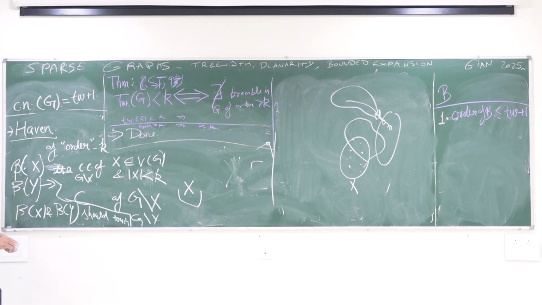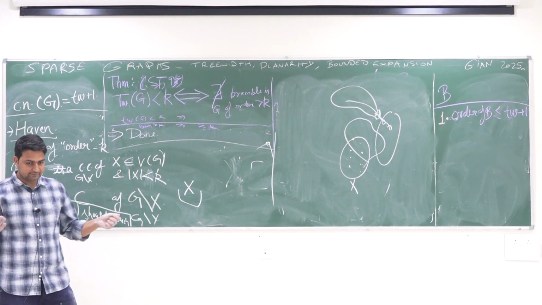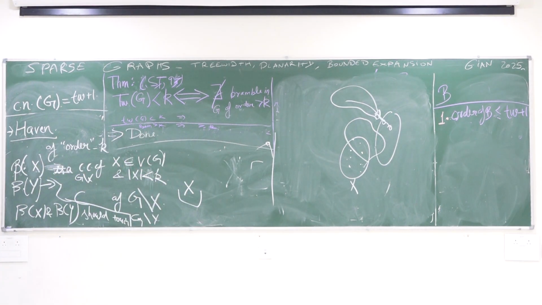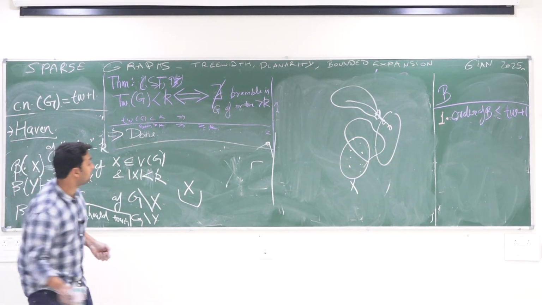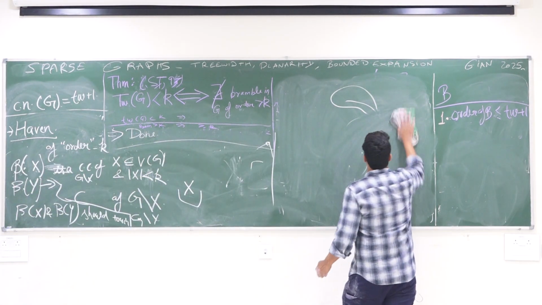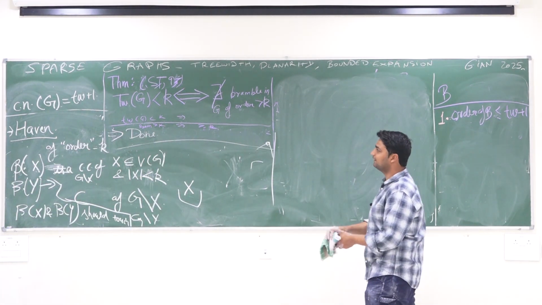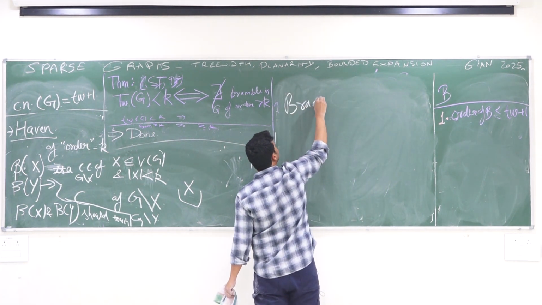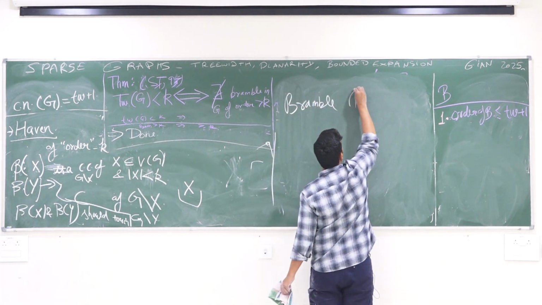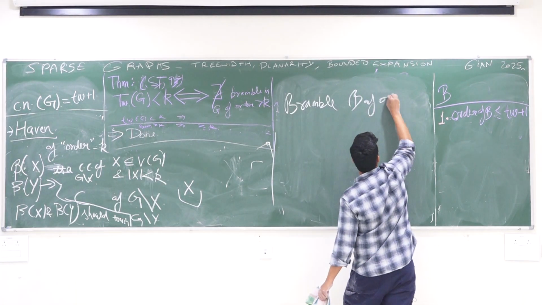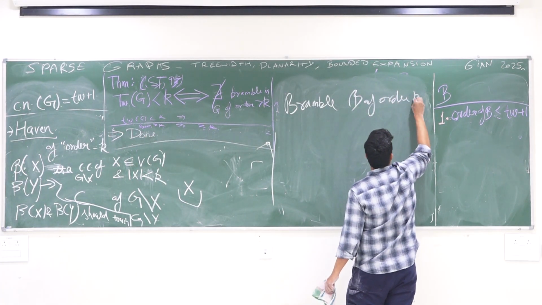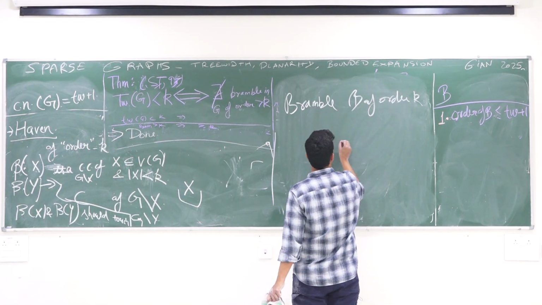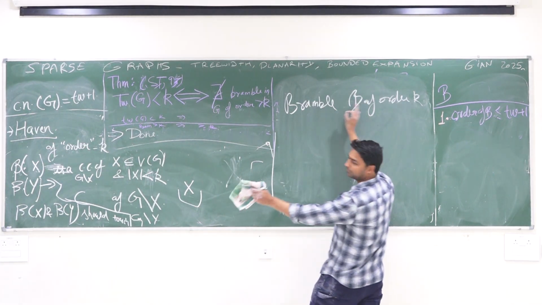And now, let's say that you have a bramble of order k in your graph. By definition, it is a haven. Let's see. Okay. Now, what is my bramble?